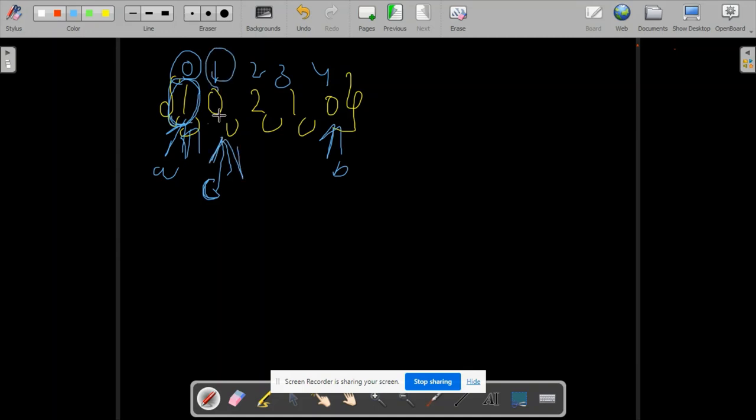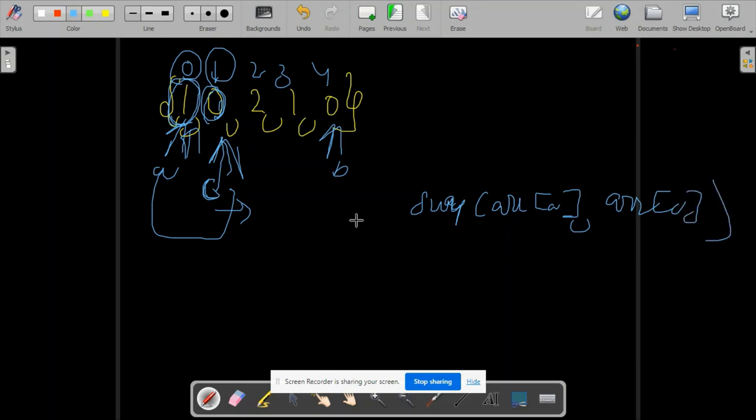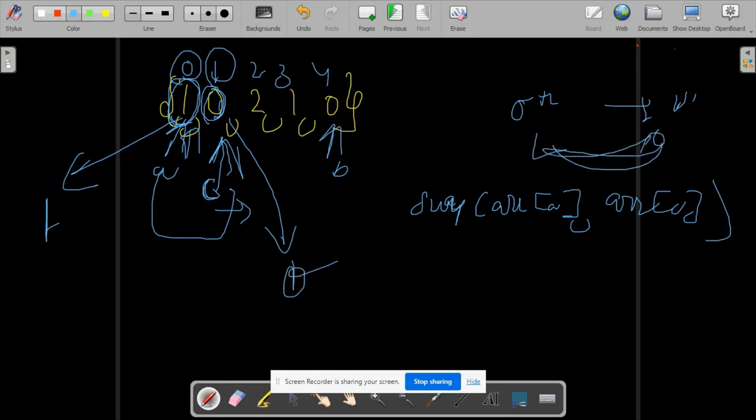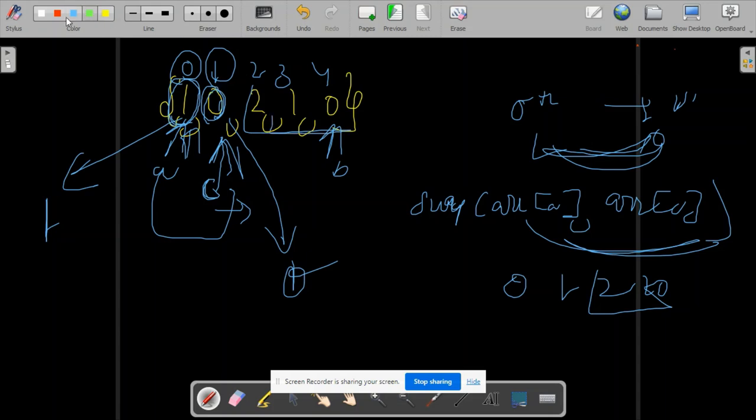Now, when it goes to the first index, it will encounter a 0. Now it will say, hey A, I know that you're supposed to take care of this zero value. Please take this. How will it take? Swap ARR of A with ARR of C. It means the 0th index value will be swapped with the first index. What is there at the 0th index? 1. What is there at the first index? 0. So these values will be swapped. After swapping, it will become something like 0, 1, 2, 1, 0. The rest of the array is the same, only these two values swapped with each other.